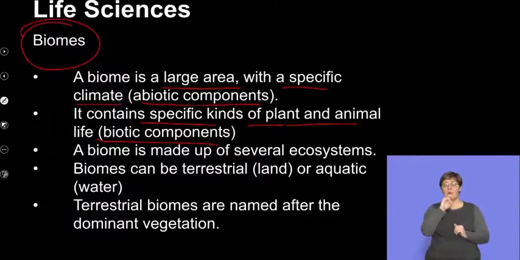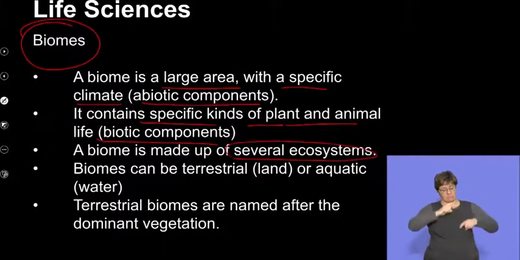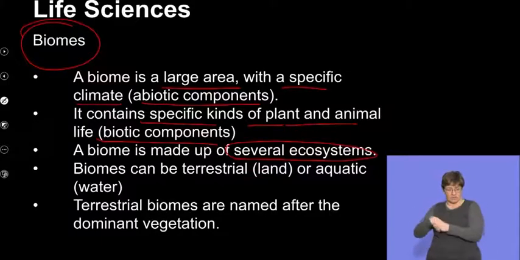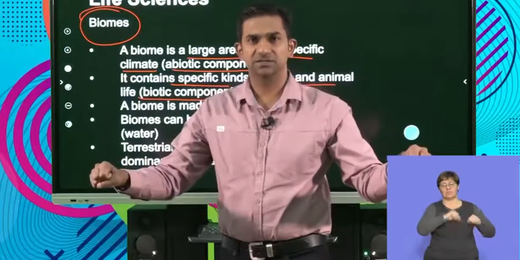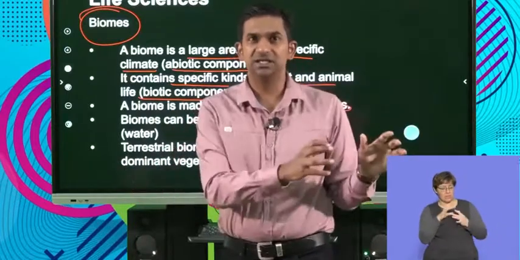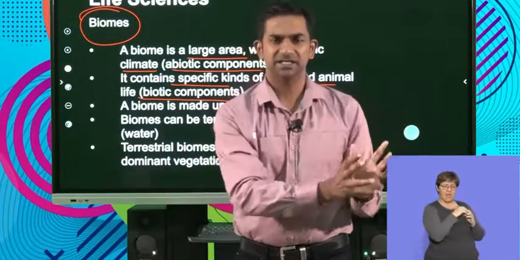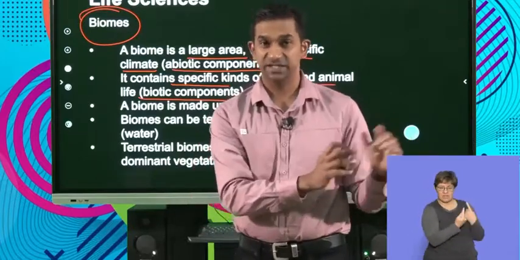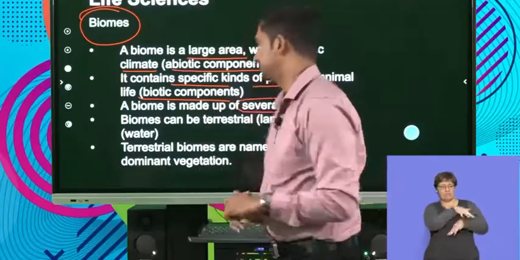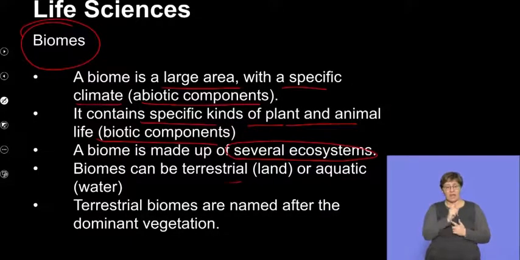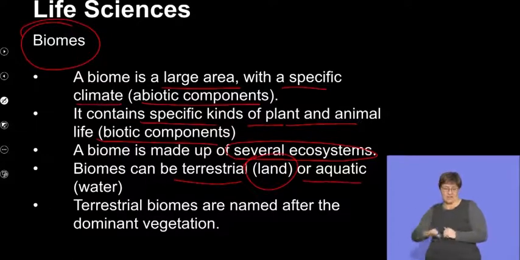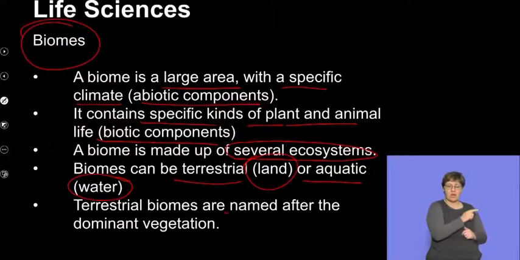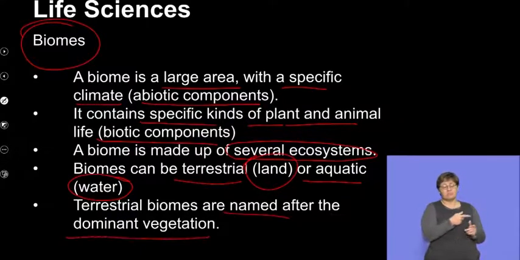A biome is made up of several ecosystems, and as we discussed earlier, we can unpack a biome into different ecosystems. Ecosystems are unique in that they form little habitats identified by the type of organisms that interact with each other and their environment. Biomes can either be terrestrial, found on land, or aquatic, found in the water. Our terrestrial biomes are named after the dominant vegetation in that area.